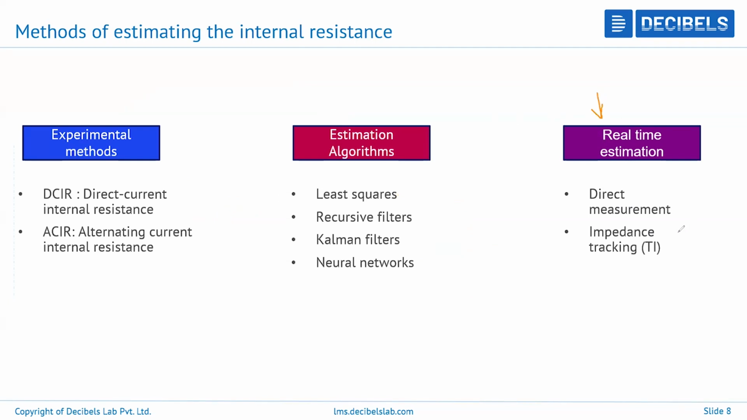In real-time estimation, there aren't too many well-defined methods, but the most commonly used one is direct measurement. Direct measurement means that over an entire drive cycle, you take the change in voltage divided by the change in current, delta V by delta I. That gives you the average resistance of the entire pack throughout the entire drive cycle, or you can say a small portion of the drive cycle. Okay, that comes under direct measurement.